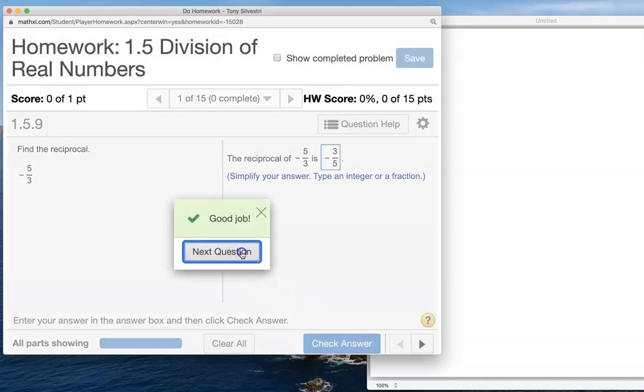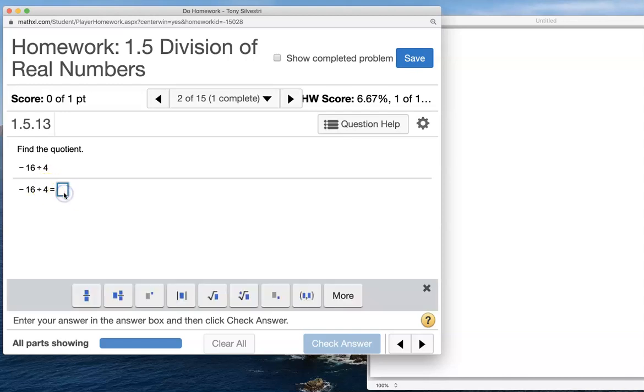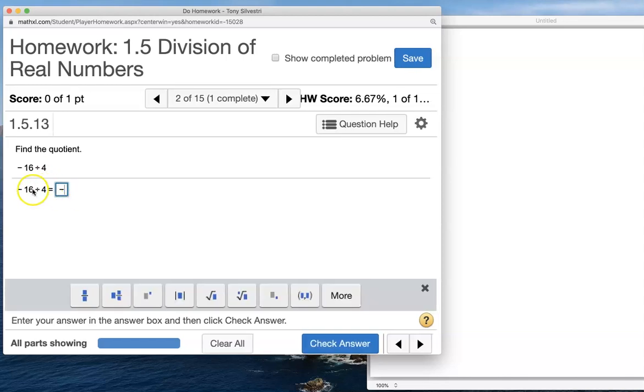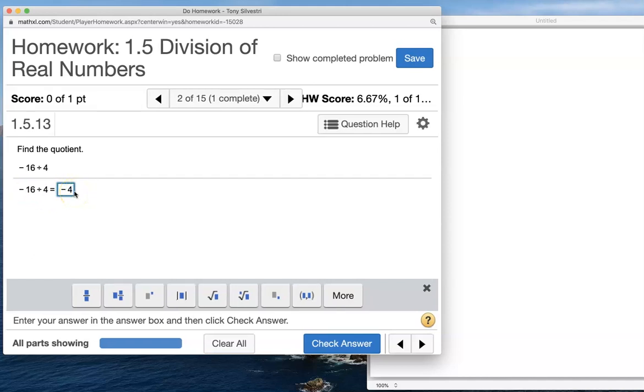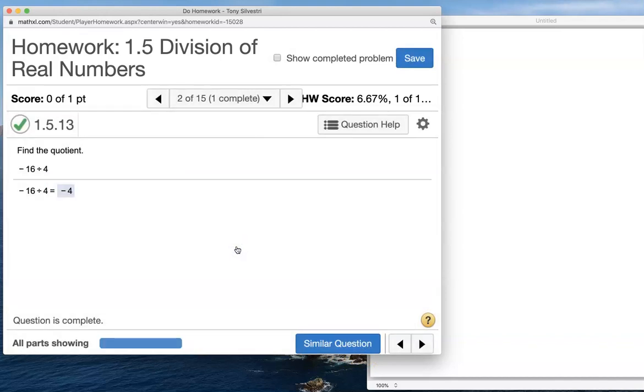Check your answer. Great. Now, remember that because the next few questions will have a fraction. Division is just like multiplication in the rules. I see one negative sign, so the answer is going to be a negative. And we just simply divide the absolute value. 16 divided by 4 is 4. So there's your answer for that one.